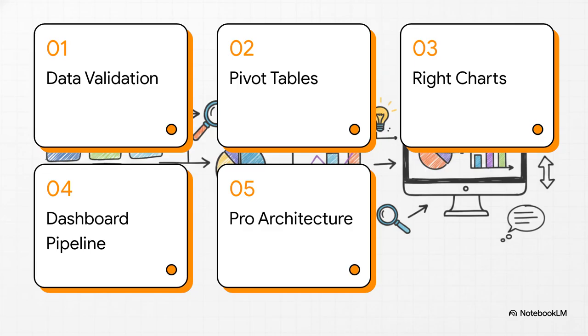Okay, here's our agenda for today's explainer. Number 1, the foundation, which is data validation. Number 2, structuring data with pivot tables. 3, choosing the right charts. 4, the dashboard building pipeline. And finally, number 5, pro-level dashboard architecture.